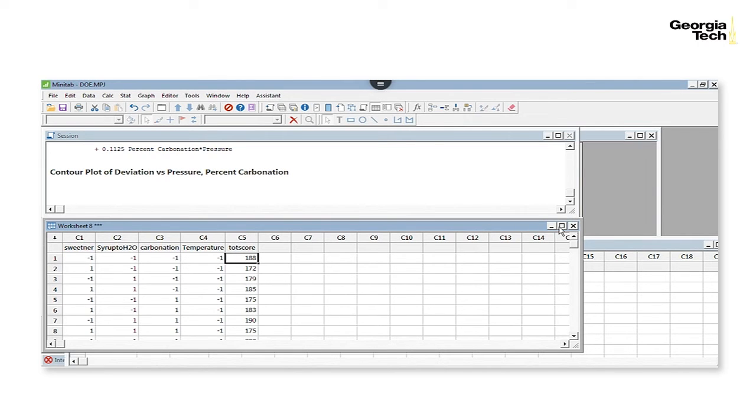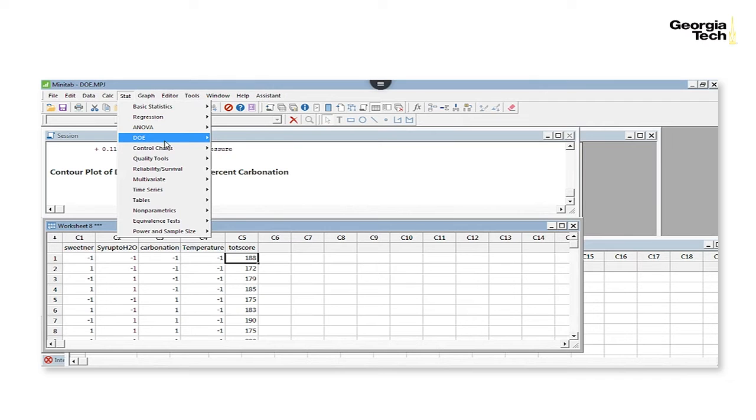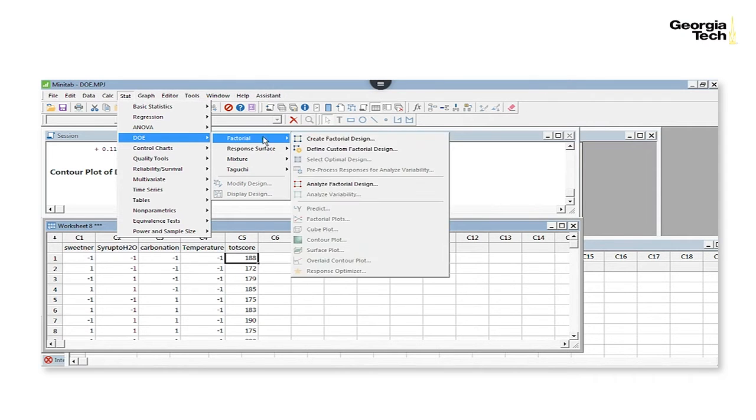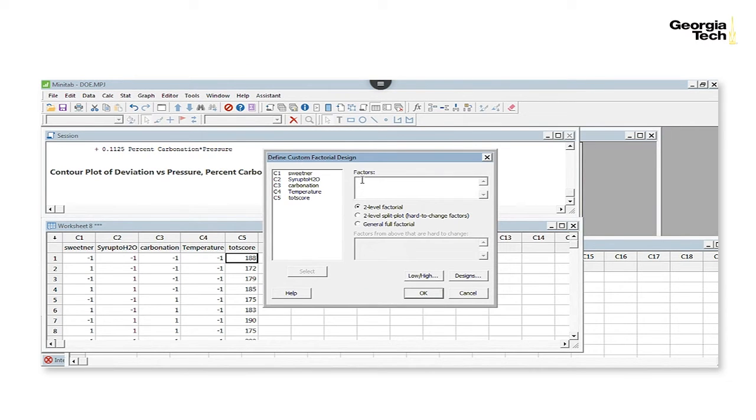So we want to analyze this data using Minitab. We entered the data, but first of all, we need to tell Minitab that this data is design of experiment data and what type of design of experiment. So we should define this design matrix to Minitab. For that, we go to the Stat menu, Design of Experiment, Factorial, Define Custom Factorial Design.